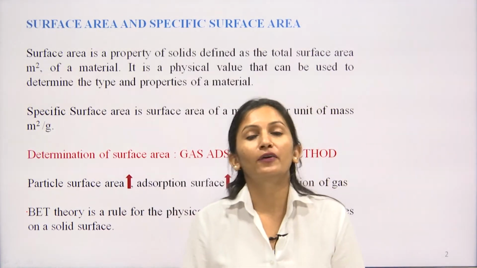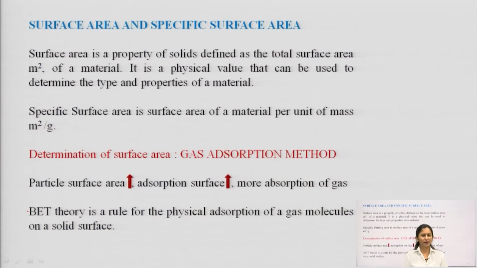Surface area is a fundamental property of powders. In our previous lecture, we already studied some fundamental properties, for example, particle size. Particle size is also a fundamental property of powders. The second fundamental property is surface area, and then specific surface area.